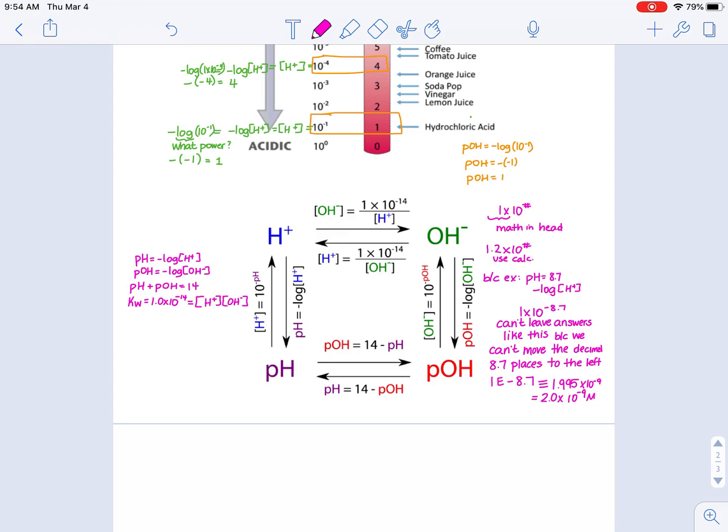So again, some of the math can be done in our heads. However, sometimes we're going to need to use the calculator. And only when our concentrations are 1 times 10 to a power or our pHs are whole number can we do the math in our head. If our concentration is anything but 1 times 10 to the power, we have to use a calculator. And if our pH has a decimal, we have to use a calculator.